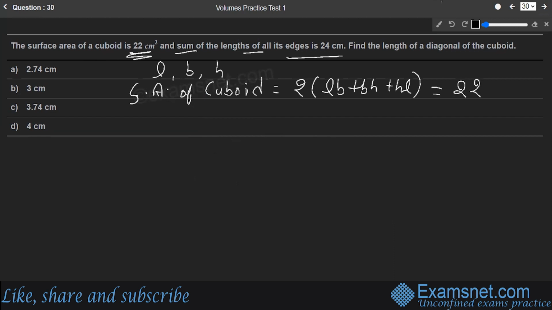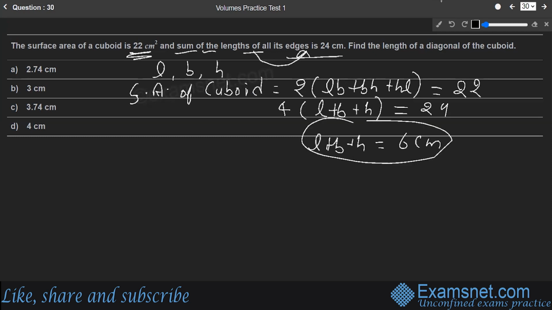One more thing that he has given to us is the sum of the length of all its edges, which is nothing but 4 times (L plus B plus H), because a cuboid has L plus B plus H, and everything is just repeated 4 times. That is the sum of the length of all the edges of a cuboid. It is given as 24 centimeter, which gives us L plus B plus H value as just 6 centimeter. So these are the two things that we have got, L plus B plus H and 2 times (LB plus BH plus HL).